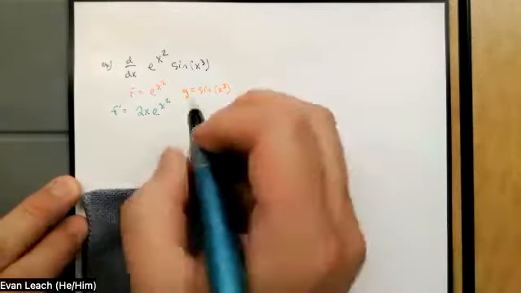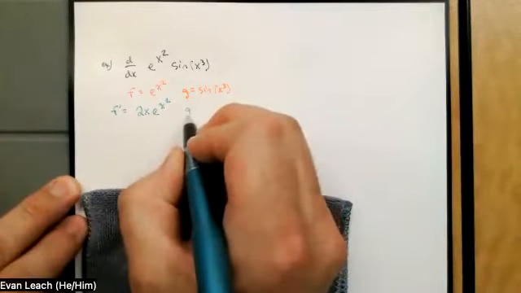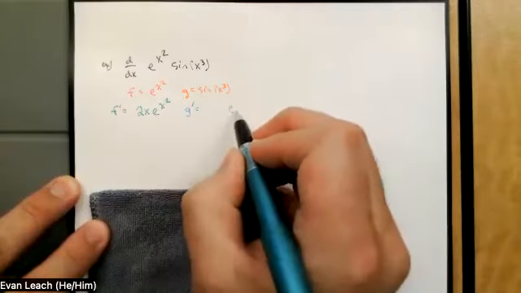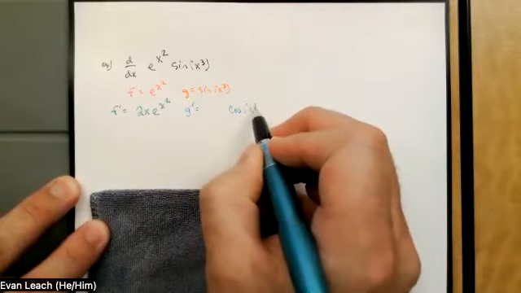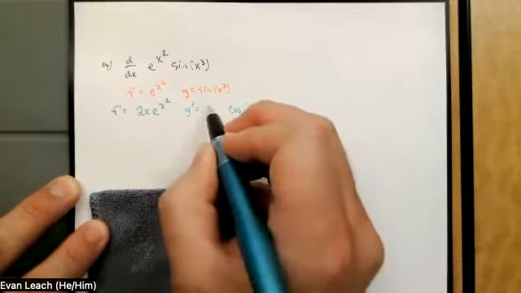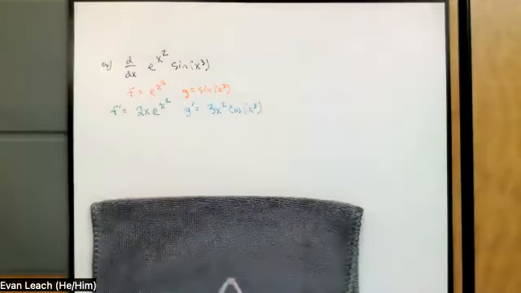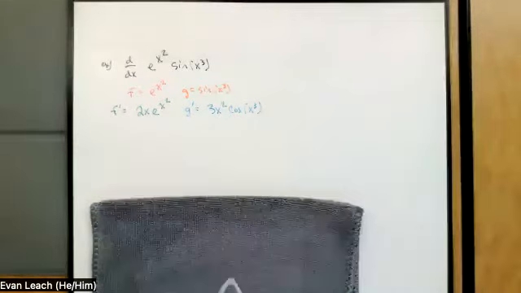And then for g prime, the derivative of sine of something is cosine of that thing times the derivative of that thing, which in this case is 3x squared, times the derivative of x, which is 1. We don't write that part.